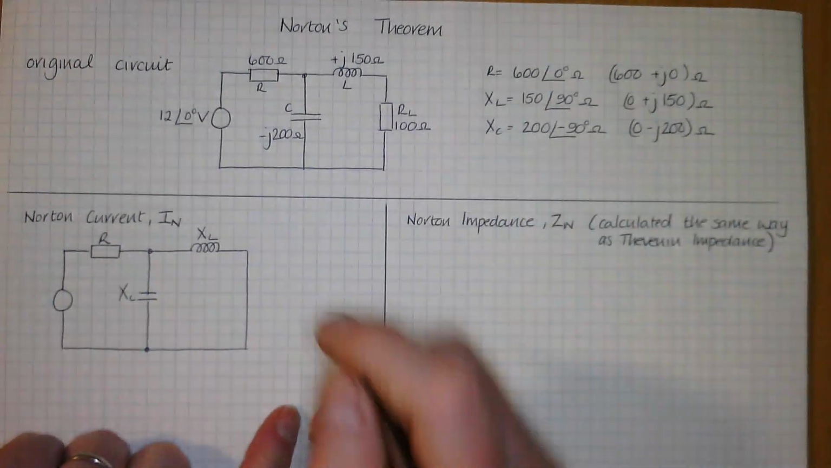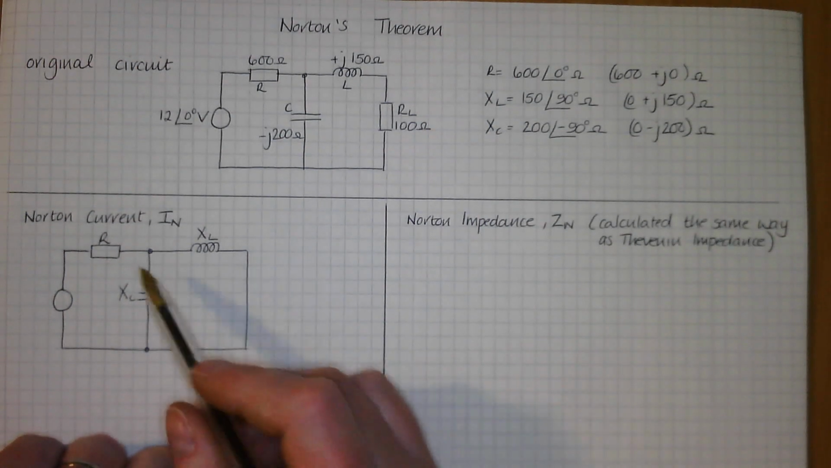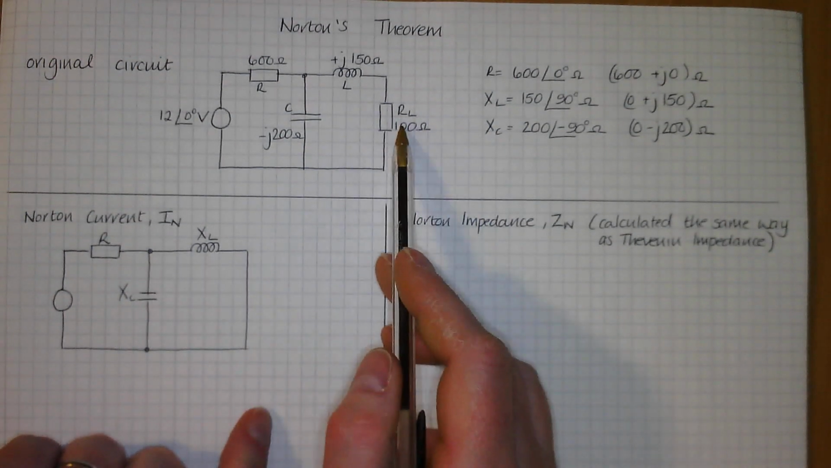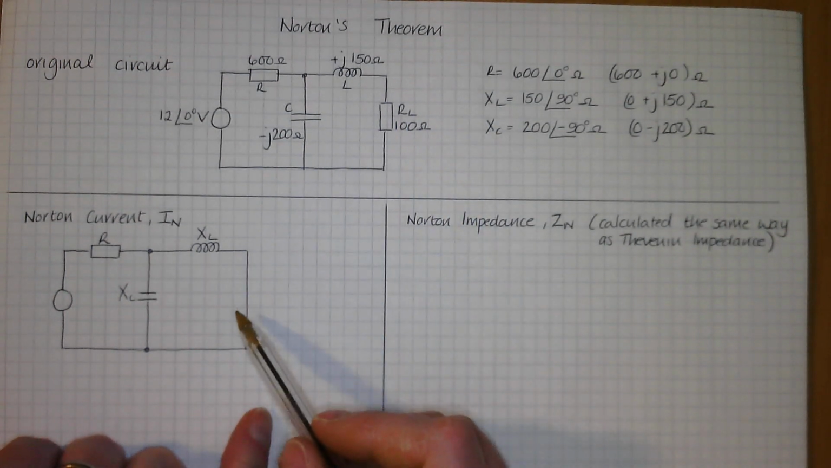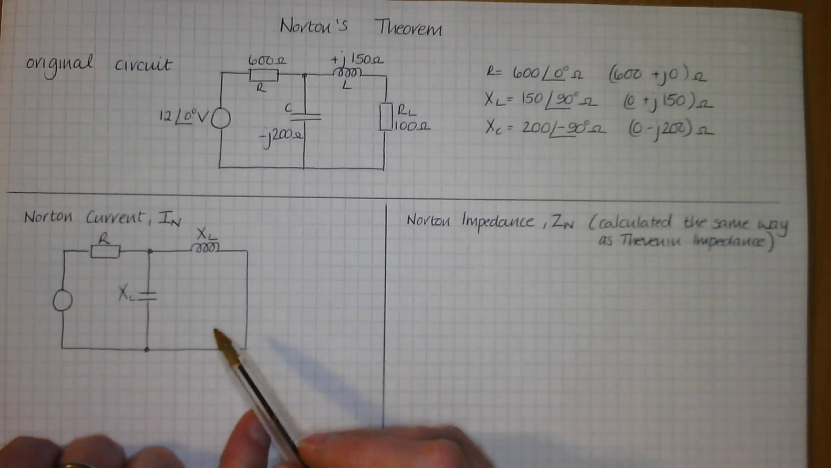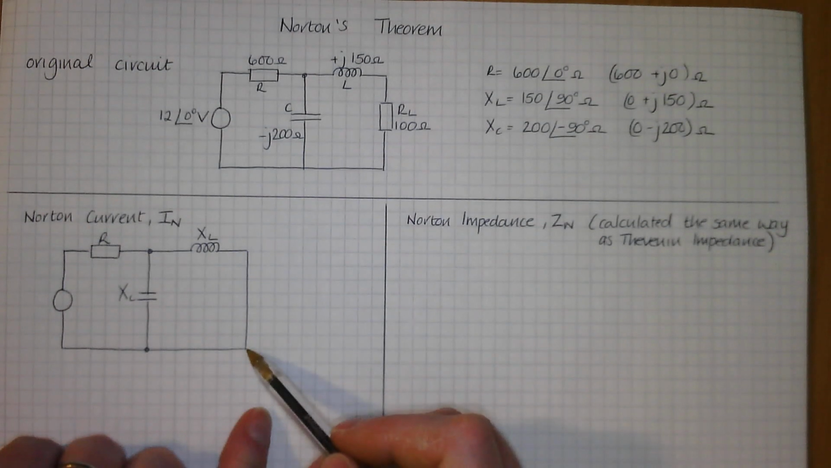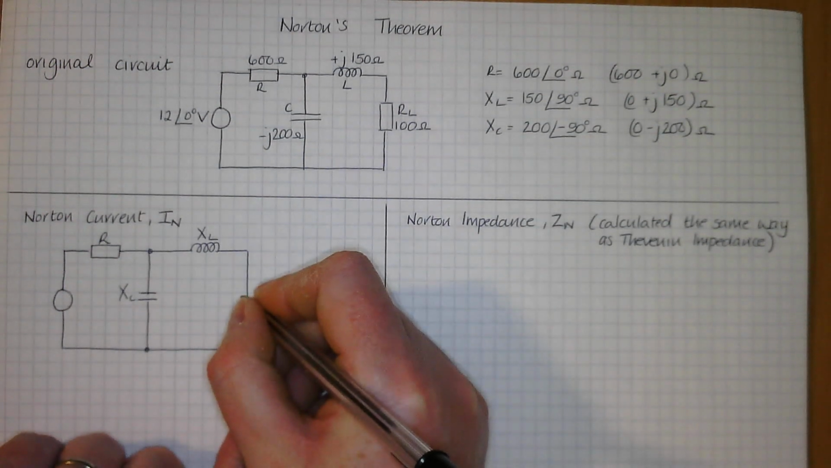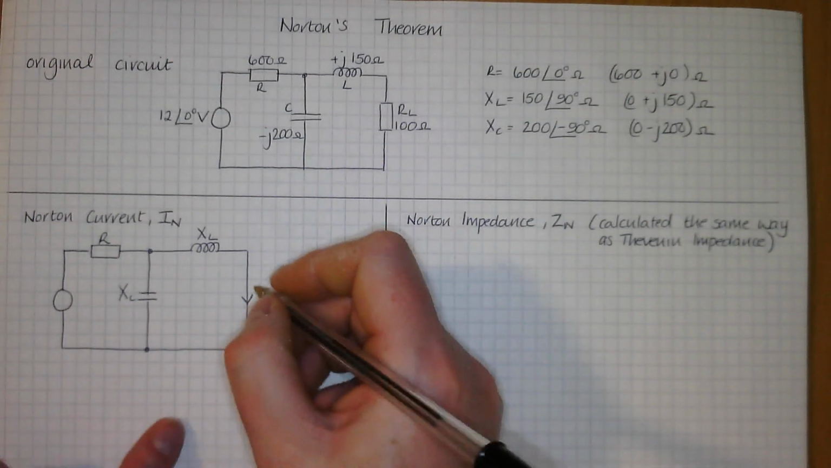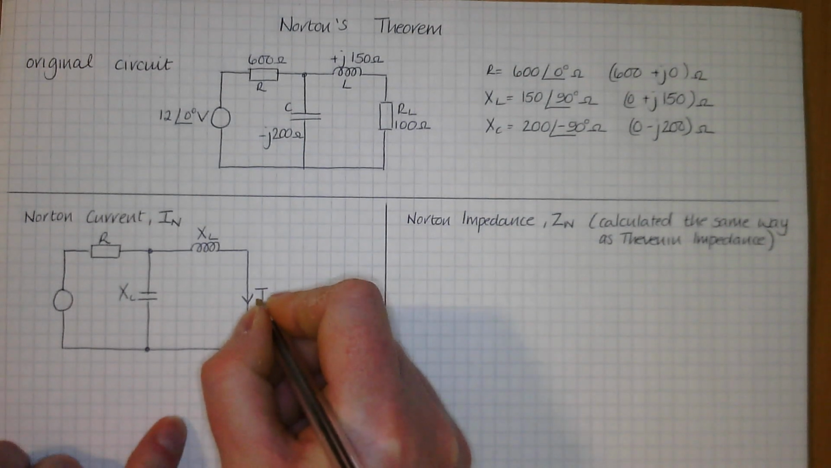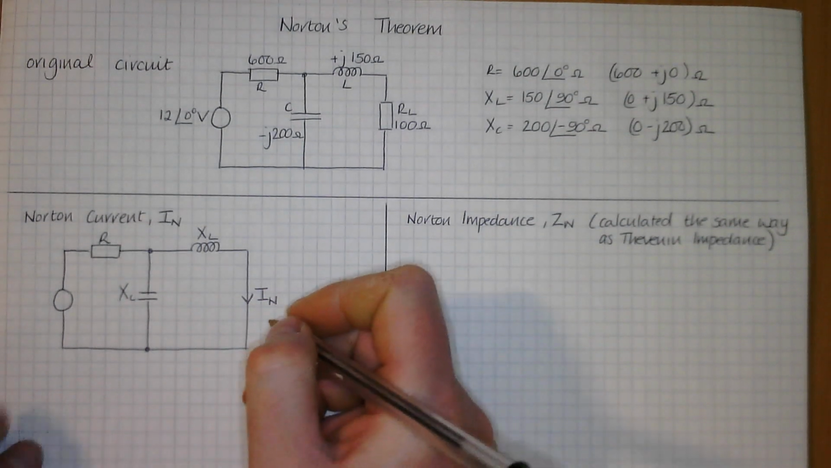So for your Norton equivalent circuit, or to do your Norton current, you remove that RL and you replace it with a short circuit. So in Thevenin you leave the terminals open, in Norton you put a wire in between those terminals. And the current flowing through there is your Norton current.